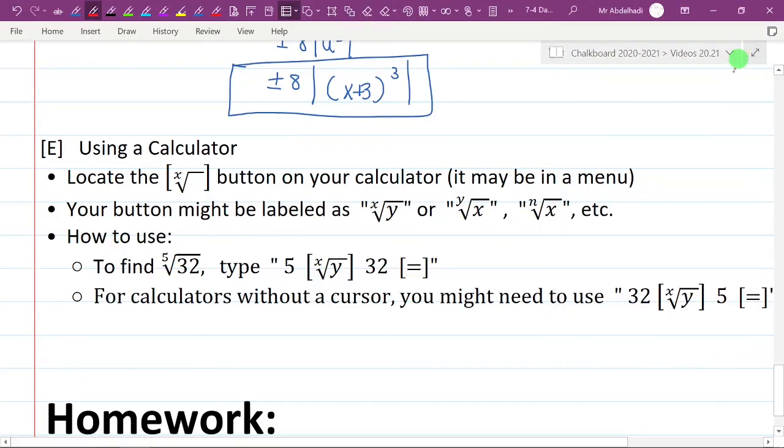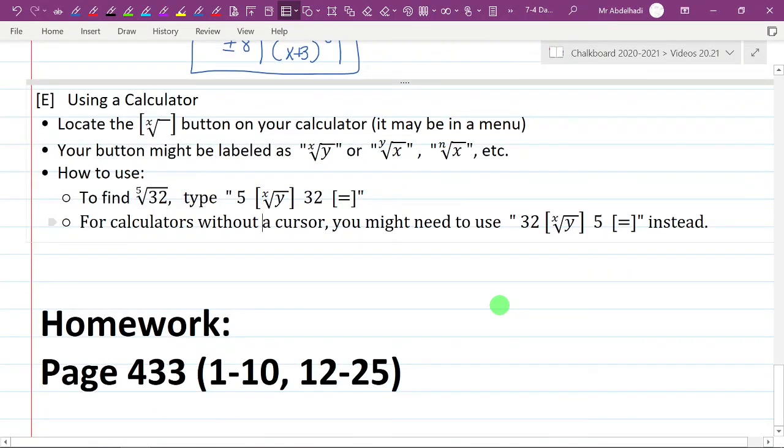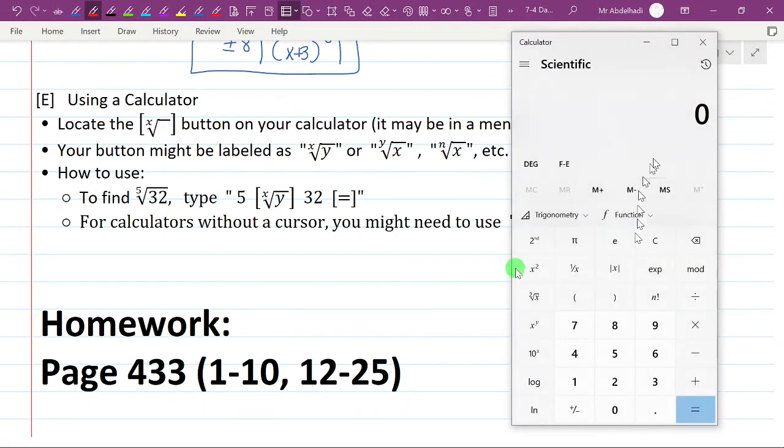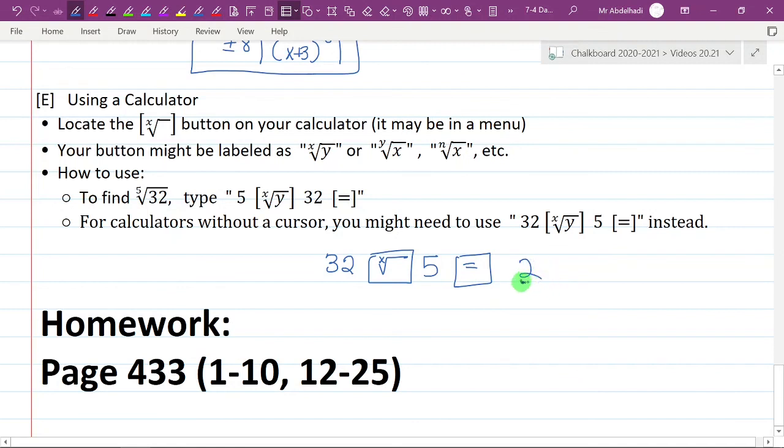Some of the older calculators, the ones that don't have a cursor at all, you might have to do things backwards. So if you have an older calculator or a really basic calculator that doesn't allow you to move the cursor around, something like that, what you'll want to do is plug in the 32. So you'll type in the 32 first, then you'll press the button that I'm talking about, wherever it is on the calculator, and then you put in the 5, and then you hit the equals button, and then you'll get your answer, which is 2.